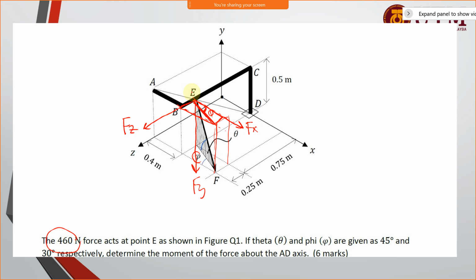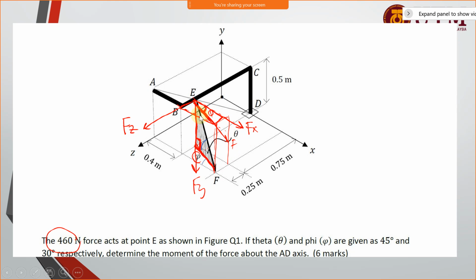Maksudnya first adalah resolve ke this plane dulu. So nak resolve yang this one guna theta. Theta kat sini sama dengan theta dekat atas ni. Theta daripada sini ke sini kita kena guna sin untuk kita dapatkan dekat sini. Faham tak? Sebab theta from horizontal dengan vertical ni must be 90 degree. So first kita akan dapatkan F dekat sini lah.